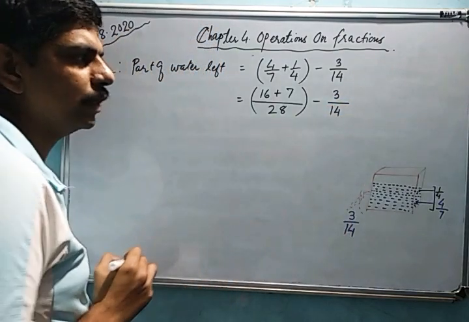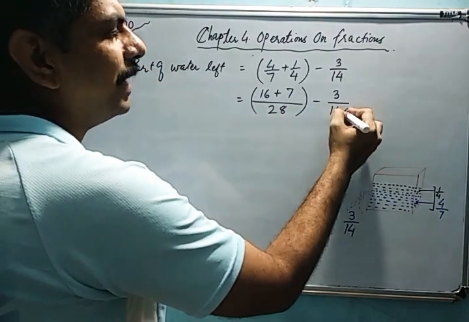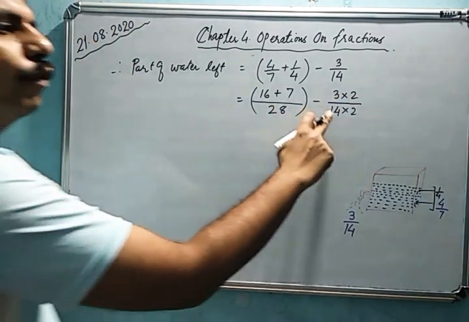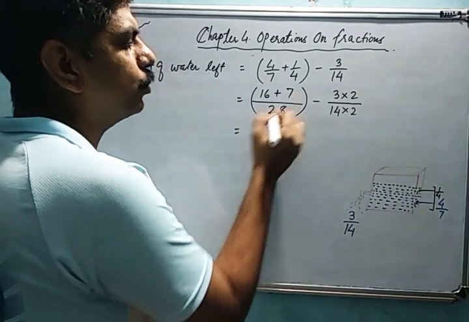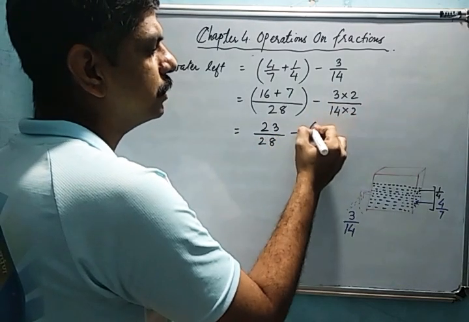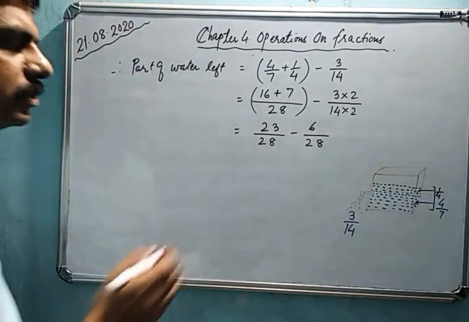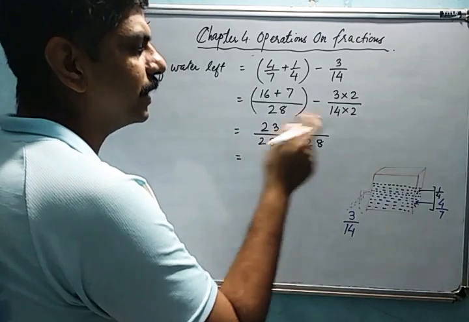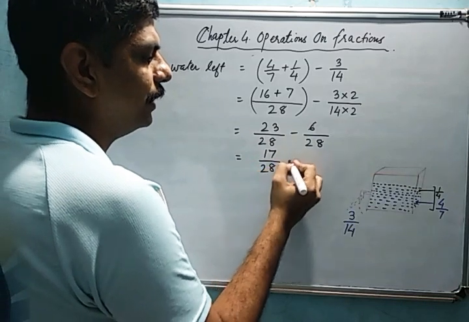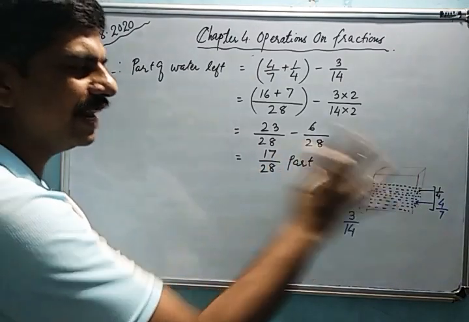3/14, isn't it? Now here the denominator is 28, here it is 14. So we can multiply by 2 in numerator and denominator to make the denominator equal, because 14 2s are 28. So I can write now 16 plus 7, 23 upon 28 minus 3 2s are 6 and 14 2s are 28. I'll remove the bracket because I have solved the fraction. Now denominators are equal, so I can subtract 23 minus 6, that is 17 divided by 28 part. That means 17/28 part of the water is left in the tank.